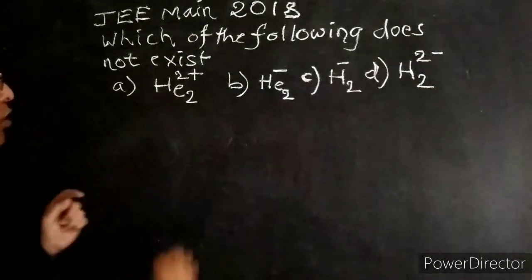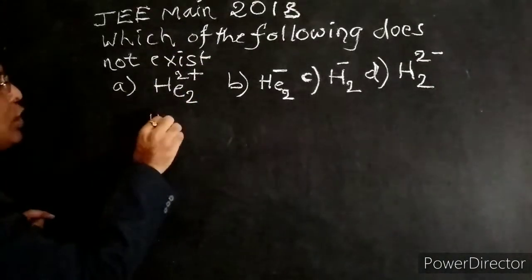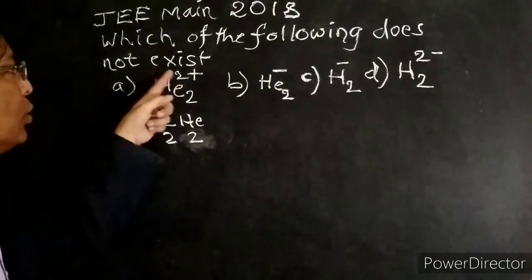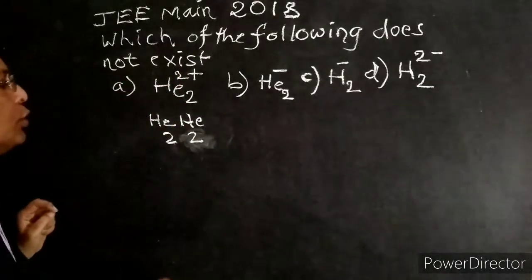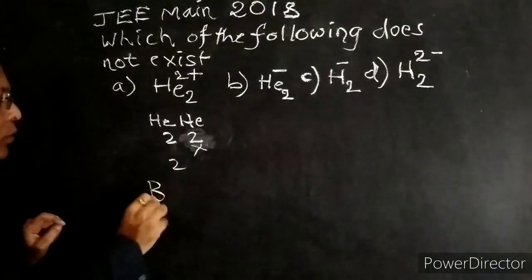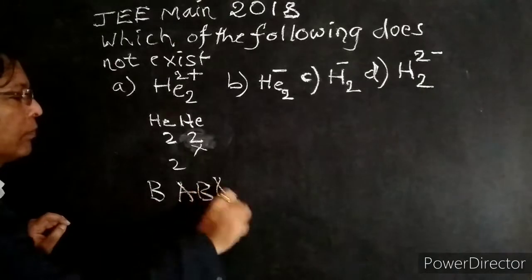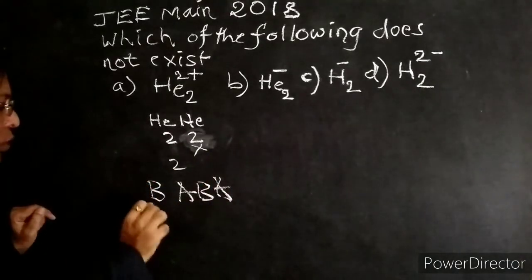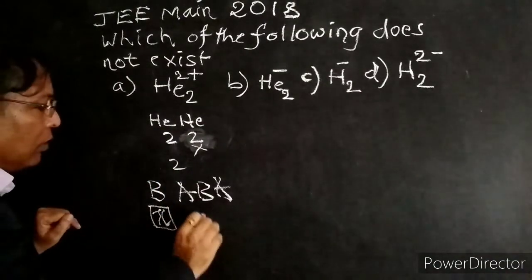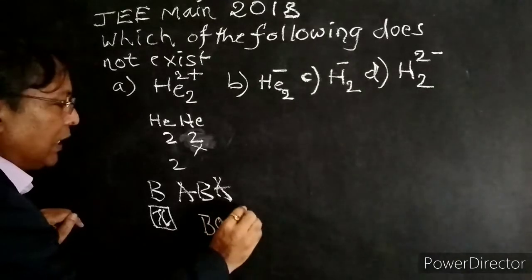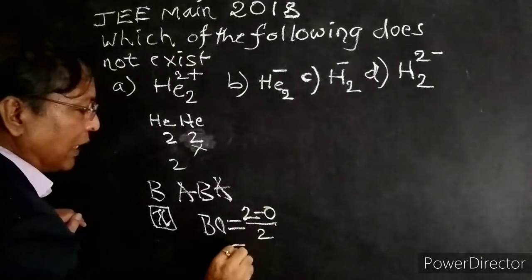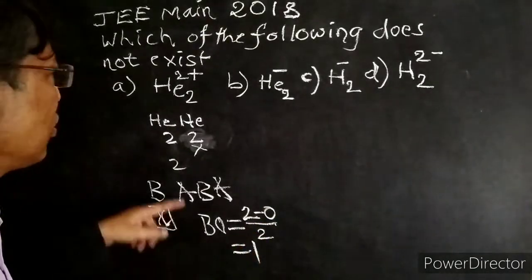Let us calculate the bond order of He2 plus. Here each helium atom has 2 electrons, but this molecule has 2 positive charge, that means it has lost 2 electrons. Therefore, this molecule has only 2 electrons. Now we have to distribute the electrons. These 2 electrons will enter into the bonding orbital. Therefore, bond order equals number of bonding electrons 2 minus anti-bonding electrons 0, divided by 2. 2 divided by 2 is 1. This molecule has bond order 1.